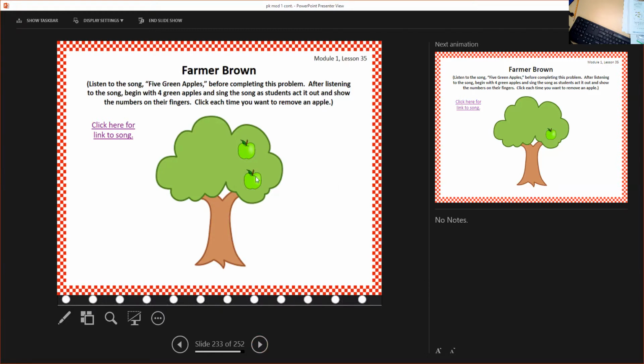Farmer Brown had 2 green apples hanging on a tree. Then he plucked 1 apple and he ate it hungrily, leaving 1 green apple hanging on a tree.